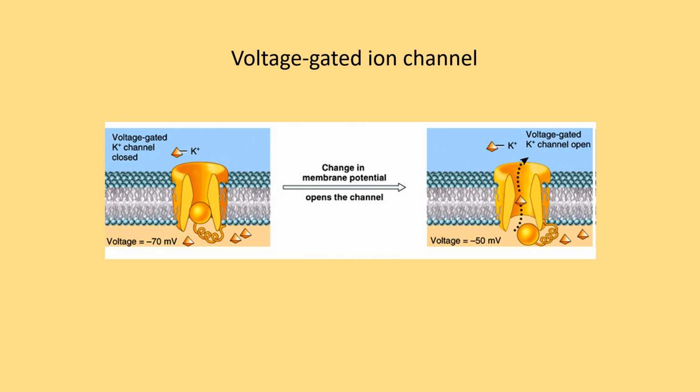And then we have voltage-gated ion channels. Voltage-gated ion channels change shape when the membrane potential changes. When that charge difference across the plasma membrane is altered, that protein will then change shape, and the shape change either opens or closes the gate. We will talk a lot about voltage-gated ion channels when we talk about how electrical signals are generated and transmitted in neurons as well as muscle cells.